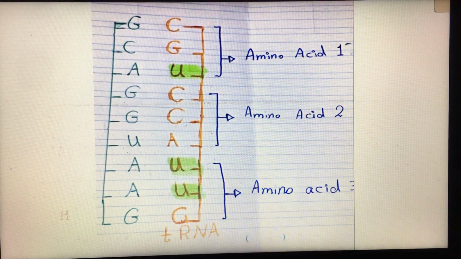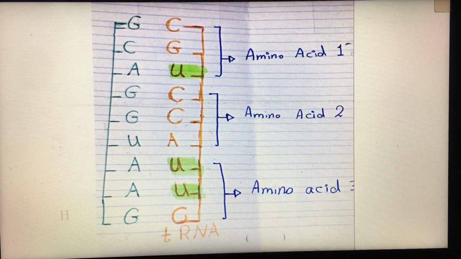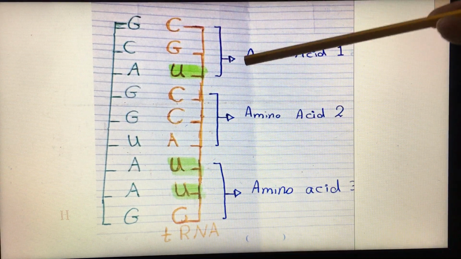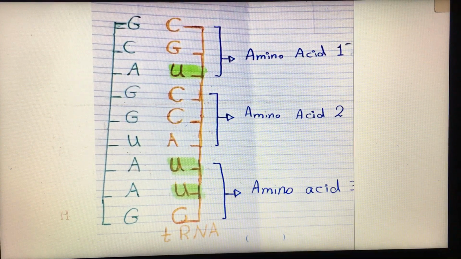And I might ask you, how many amino acids in this genetic code? What do you think? As we said, each amino acid contains 3 bases. So C, G, and U, they will produce the first amino acid.